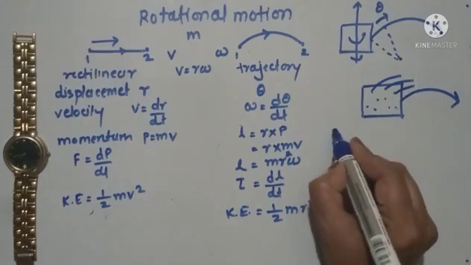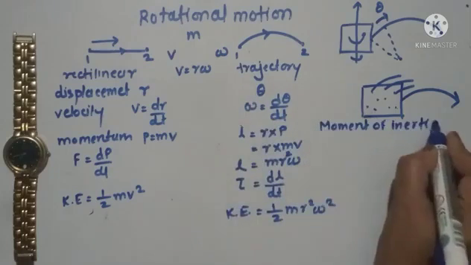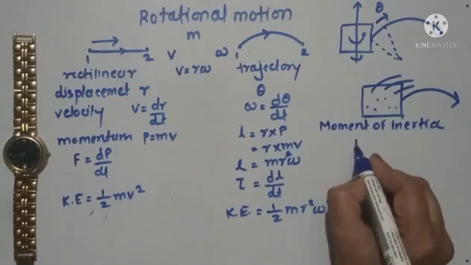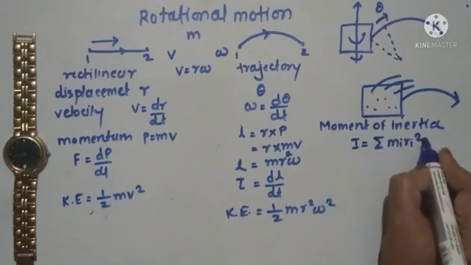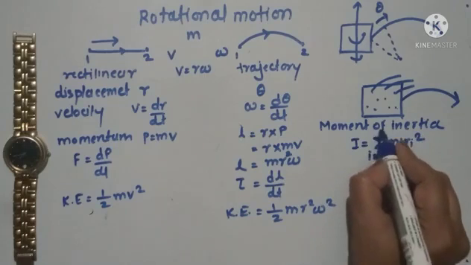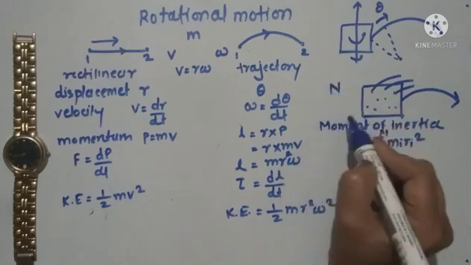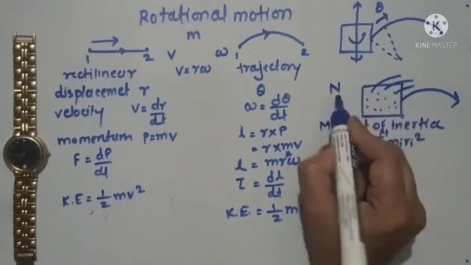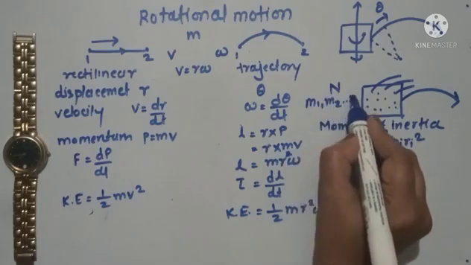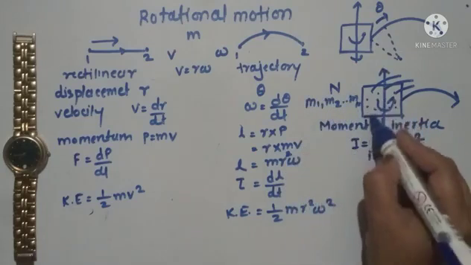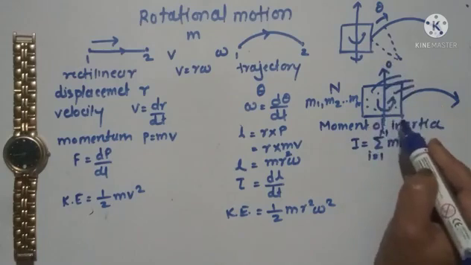The moment of inertia is one more important term related to rotational motion. Moment of inertia is defined as I is equal to summation of m_i r_i square, where i runs from 1 to n. Suppose this is a body having n number of particles, and each particle has a mass ranging from m1, m2 up to mn. Now consider this body rotating about its own axis, let's call it O dash.